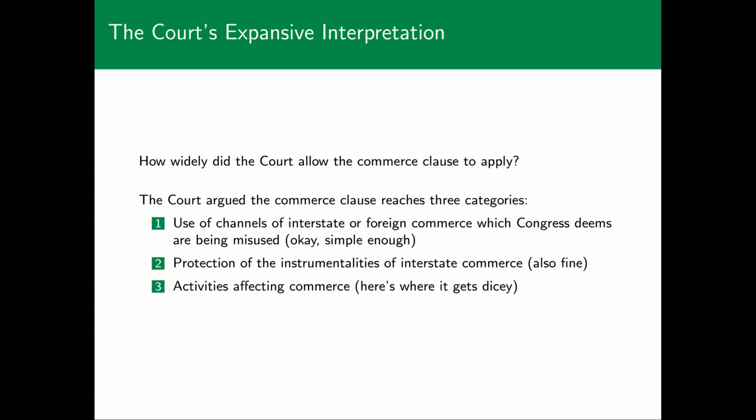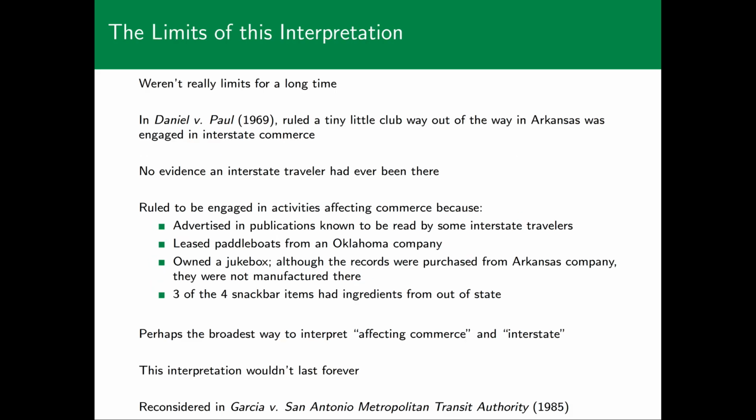Let me tell you about this one case, and this is sort of where we'll wrap up. Daniel versus Paul in 1969. This is an example of a huge, very expansive use of federal power, and then the court allowing that. So there was this little club. I don't know if it was an Elks Club or something like that, but a little club somewhere in Arkansas that the court ruled was engaged in interstate commerce. There was no evidence that somebody not from Arkansas had ever been there, but here's why the court said that little club was engaged in activities affecting commerce.